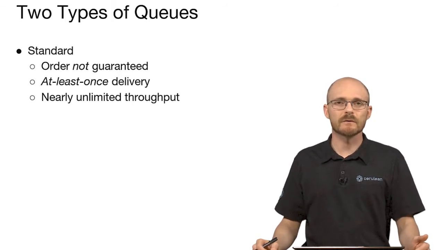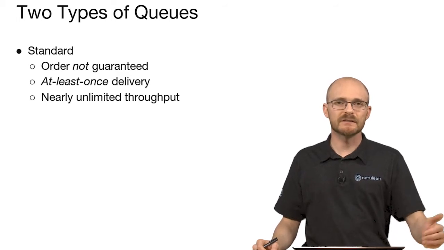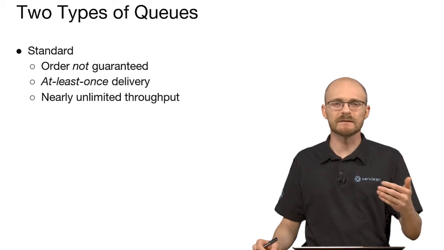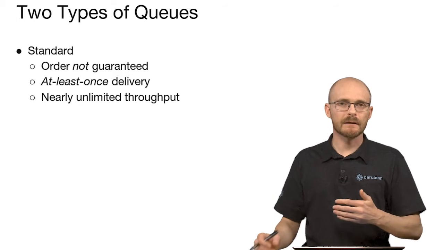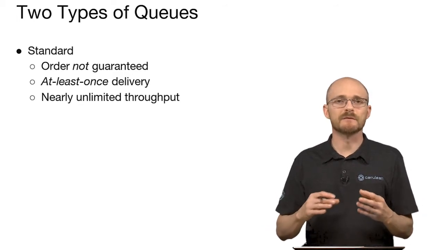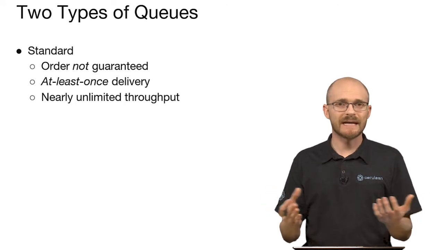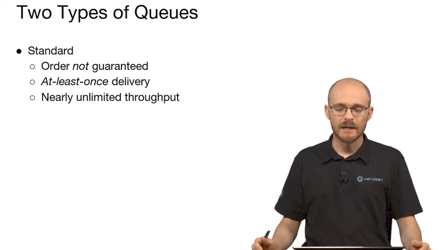There's really nothing for us to do to ensure that the standard queue can scale to just about any throughput level. We can send millions and millions of messages through the standard queue, and again, AWS is responsible for ensuring that it scales. AWS handles all of the infrastructure necessary to make that happen.